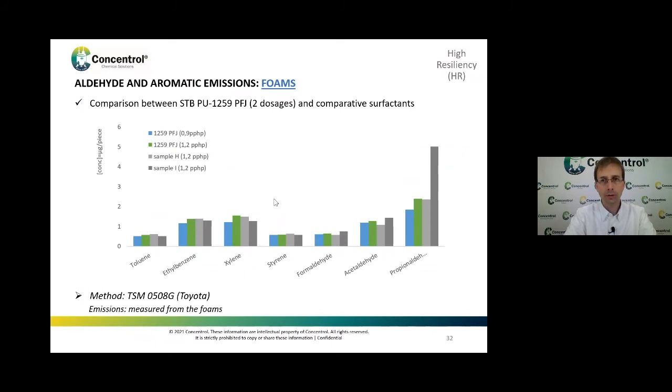When the total values of STBPU 1259 PFJ at 1.2 parts per 100 polyol are compared with those obtained using reference H and reference I, which are considered very low emissions references, the results we see are very similar. From this experiment, we can conclude that some emissions can be directly related to the surfactant dosage, but other emissions are related to the foam itself or other components of the foam. Because when we increase the silicone dosage by 33%, these emissions do not change, except for the propionaldehyde.